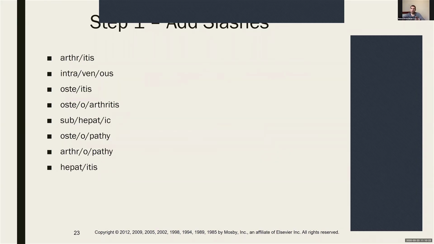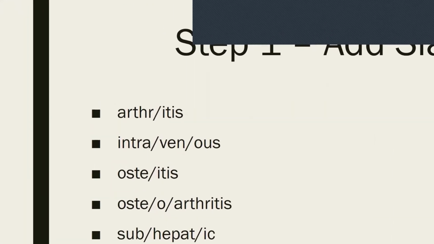So with arthritis, we've got the word root arthr, we've got the suffix itis, and we put a slash through the middle. Intravenous: we know ven is our word root, we know ous is our suffix, and intra is our prefix, so we need to separate those out. And we're going to do the same thing, as you can see here on the screen, with every single one of these words as we move through this, just separating them out.